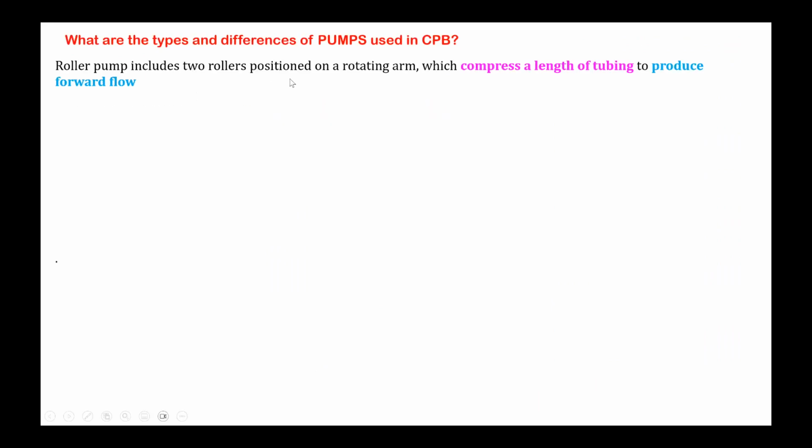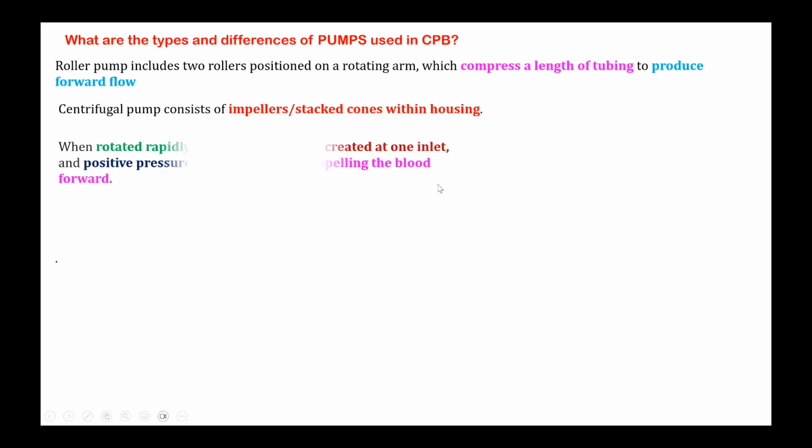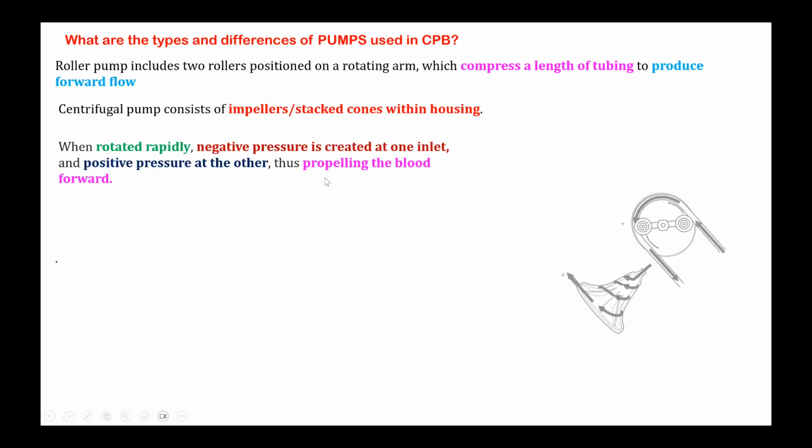Roller pumps include two rollers positioned in a rotating arm, which compress the length of the tubing and produce a forward flow. Centrifugal pumps have impellers or stacked cones within the housing. I'll show you the picture which will give you a better idea. And these cones are rapidly rotated, which causes a negative pressure to cause the suctioning effect at the inlet, so blood will flow into that, and also a positive pressure through the other to propel the blood out.